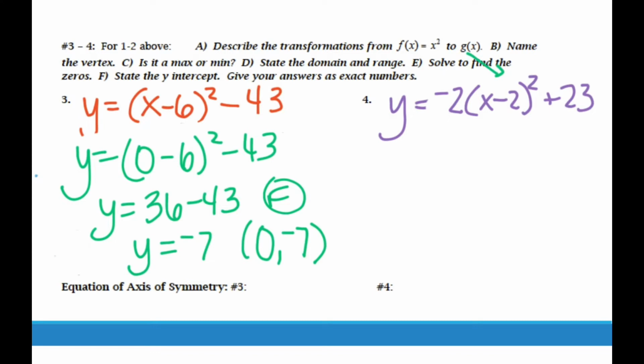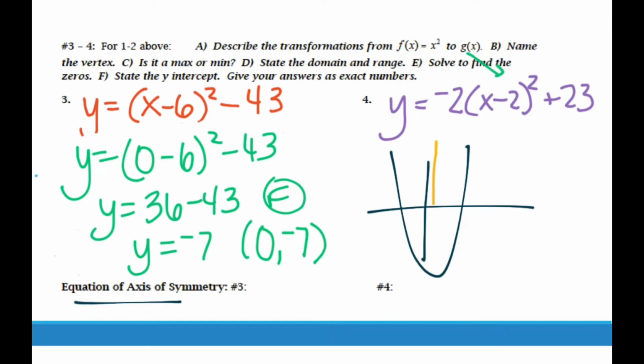Okay, now we're going to go to number 4. Oh, sorry, axis of symmetry. The axis of symmetry, when you are graphing your equation, is wherever the vertex is. So whatever the x value is for that, that's going to be your axis of symmetry. So on number 3, since my vertex is at 6, -43, we're going to have a vertical line going through, so my axis of symmetry is just the equation x equals 6. And so the axis of symmetry is really easy. All you have to do is just write what x is.